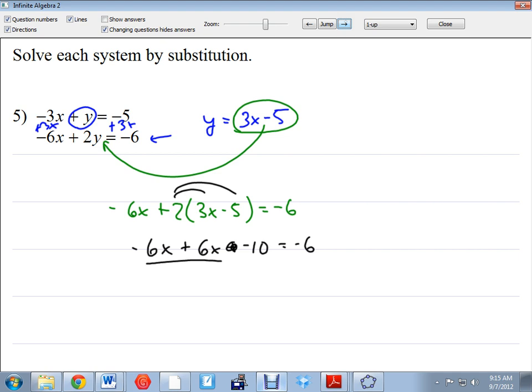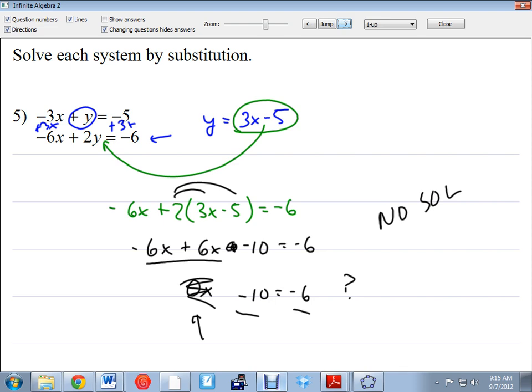Now this one is a little bit interesting because whenever I combine these like terms together, I get no more x's. And I don't need to write that because I don't have any. And I just am left with negative 10 is equal to negative 6. Now that is an interesting situation because I can't solve an equation for x if I don't have any x's left over. So what we do is we call this one no solution. It's no solution because negative 10 is not equal to negative 6.